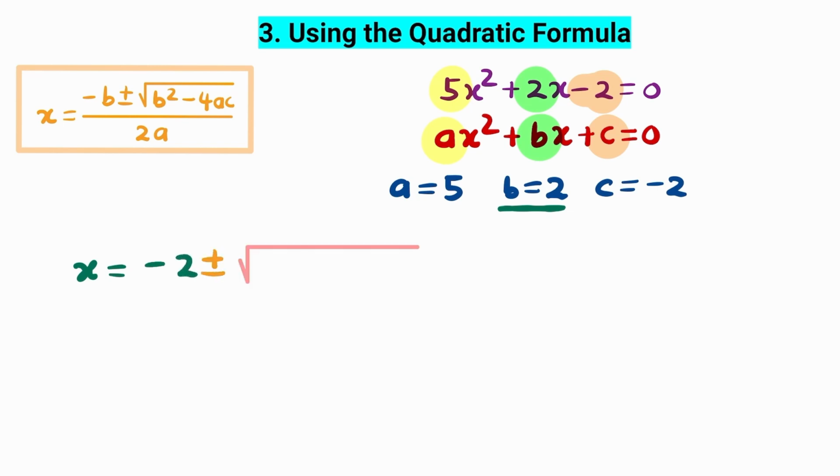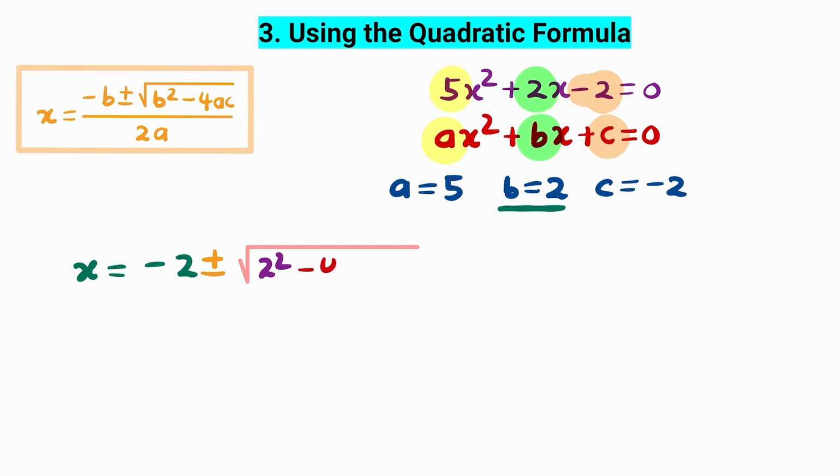Plus or minus the square root of b squared. b squared is the b value squared. So what is our b value here? It is 2. So it will be 2 squared. Minus 4ac. Minus 4ac means minus 4 multiplied by the a value multiplied by the c value.